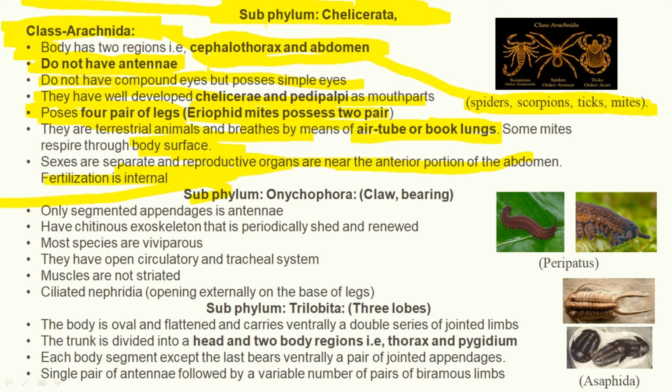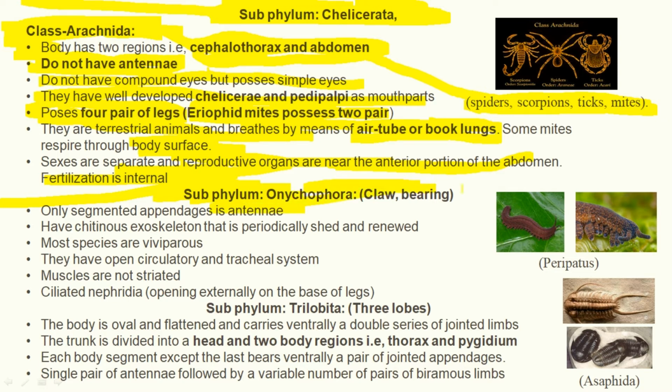Okay, this completes subphylum Chelicerata. So what to remember? Segments: cephalothorax and abdomen. They neither have antenna nor compound eyes, but they possess simple eyes. Due to the presence of chelicerae and pedipalpi, they are grouped under Chelicerata. They have 4 pairs of legs. They respire through book lungs. This is the most important question.